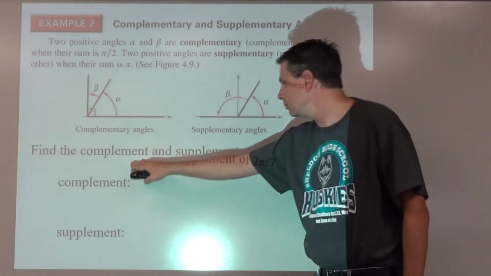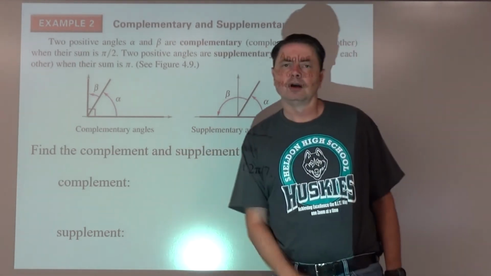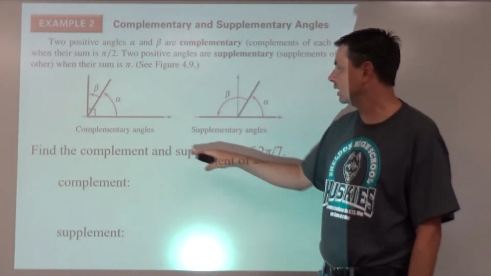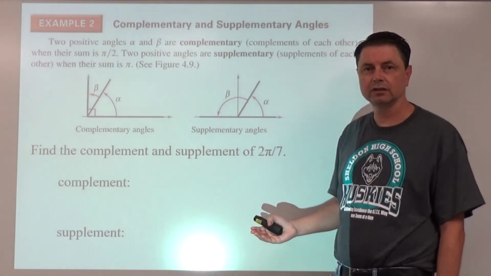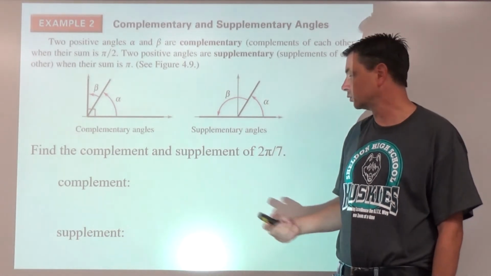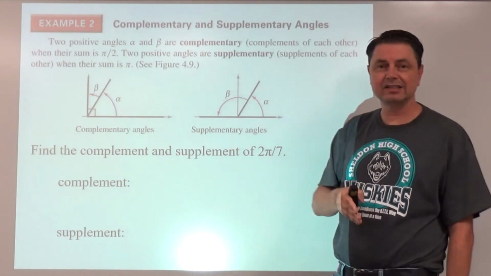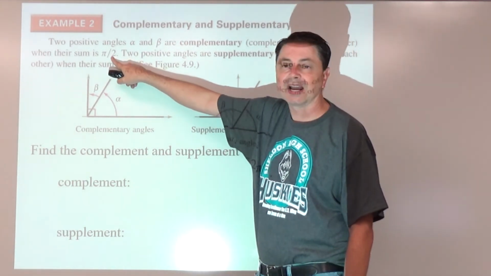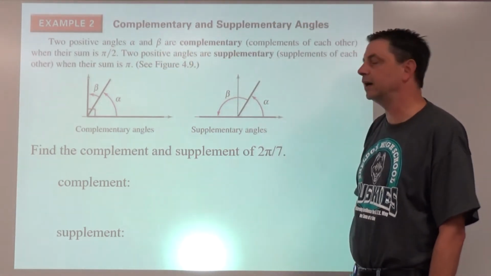Find the complement and the supplement of 2 pi over 7. If we thought in terms of degrees, and I asked, what's the complement of 70 degrees? You'd probably say 20 degrees, and the reason is you take 90 minus 70. Here, we're going to do the same thing, except subtract from pi over 2. Pi over 2 minus 2 pi over 7.